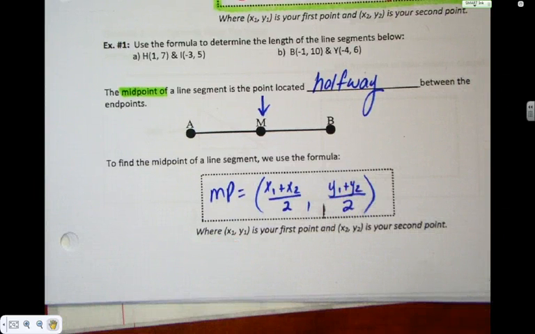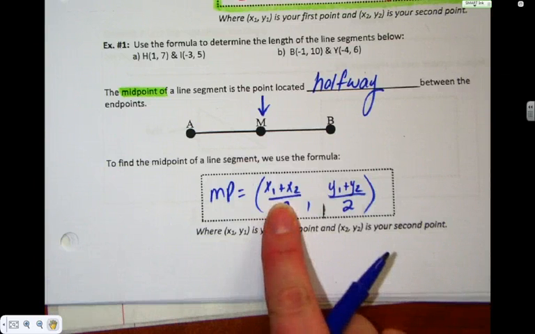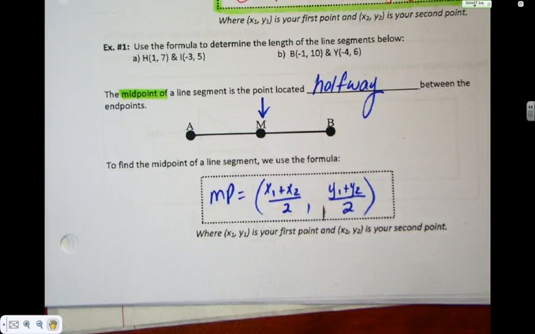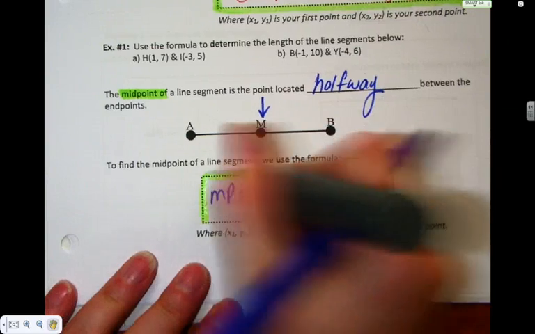Again, you can flip those and it doesn't matter. You could put y2 plus y1 divided by 2, x2 plus x1. It doesn't matter the order, just if you switch one, you switch the other.